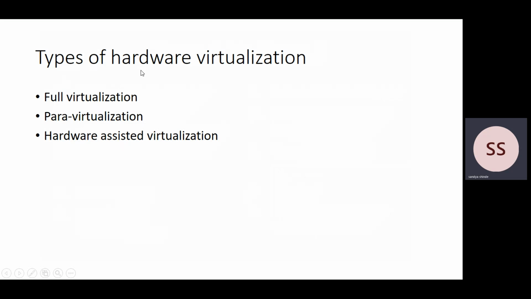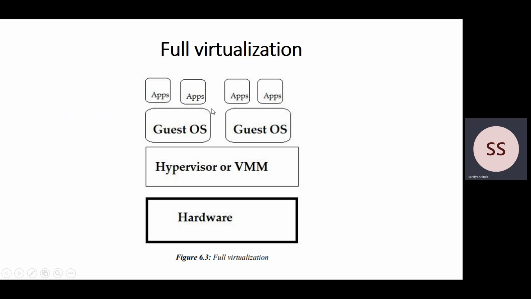Now, next is the types of hardware virtualization. It has three types. One is full virtualization. The second one is para virtualization, and the third one is hardware assisted virtualization. So the first type is full virtualization. Full virtualization is a type of hardware virtualization that fully enables the simulation of the underlying hardware.